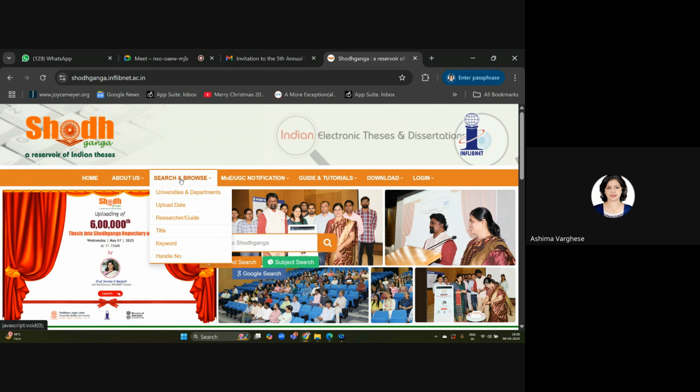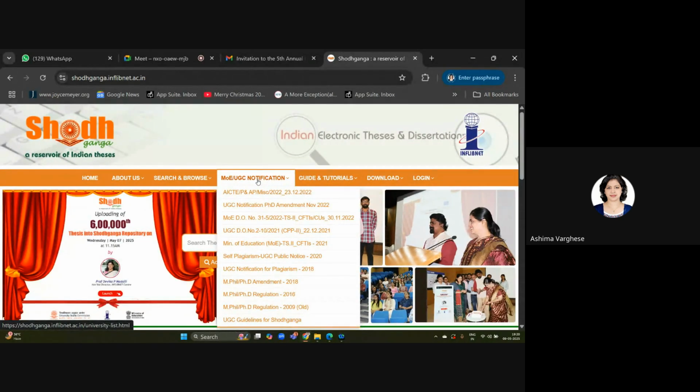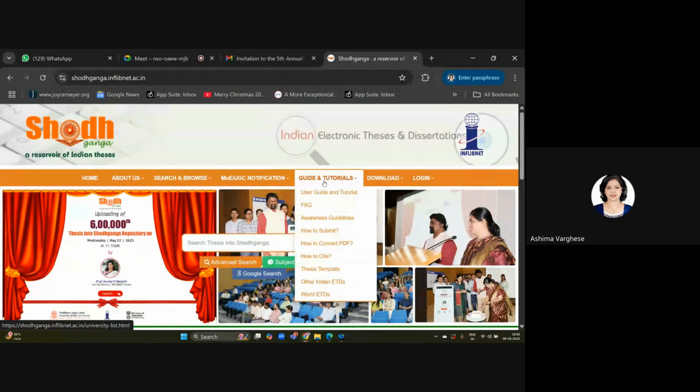Here you can search and browse according to the university which I have mentioned, according to the department, according to the date, latest one, according to the researchers, lecturers or the supervisors, according to title, keyword. You can download that. You can have these notifications from UGC or MOE, the Ministry of Education, like that. What is the main important part for us as research scholars is the guide and tutorials.